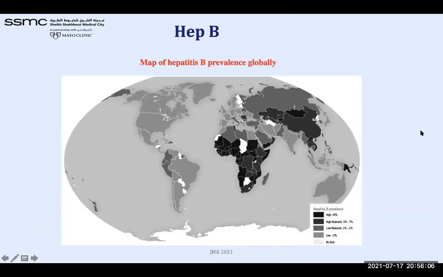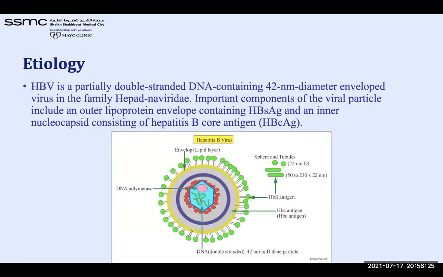Hep B, there's some new thing I have to tell. This is the global prevalence just published in 2021. And as you can see, we are in the dark gray. The dark gray means about 2% to 4% hepatitis B prevalence.